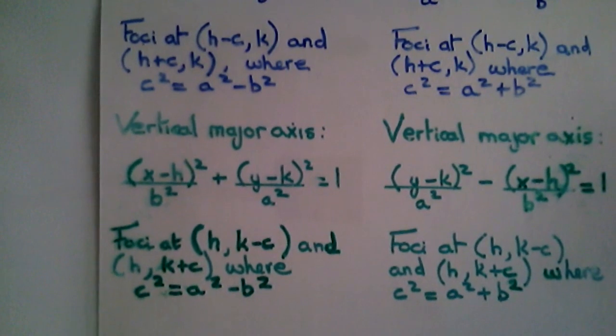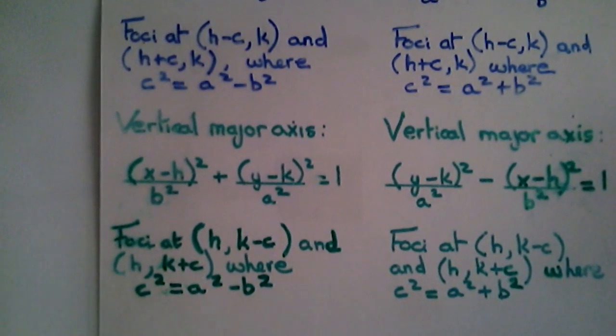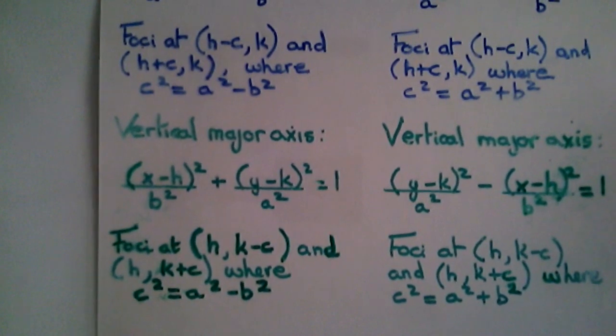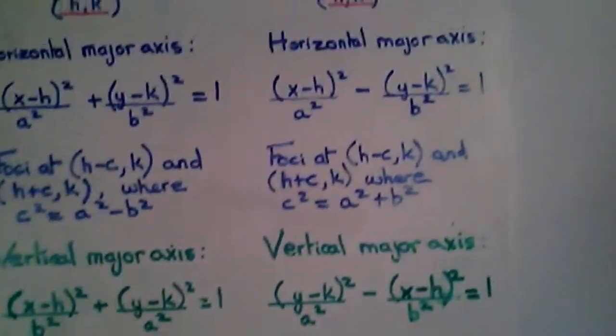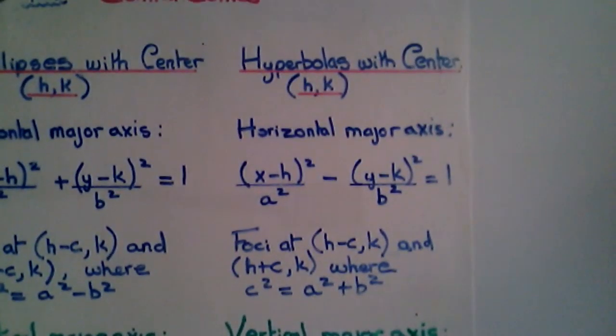Again, you can see because the center isn't the origin, you've got (h, k minus c) and (h, k plus c). Again, it's an ellipse, so we have the minus sign in our c squared is equal to a squared minus b squared. So this is for the ellipse, the equations for the ellipse that have a center that is not at the origin.